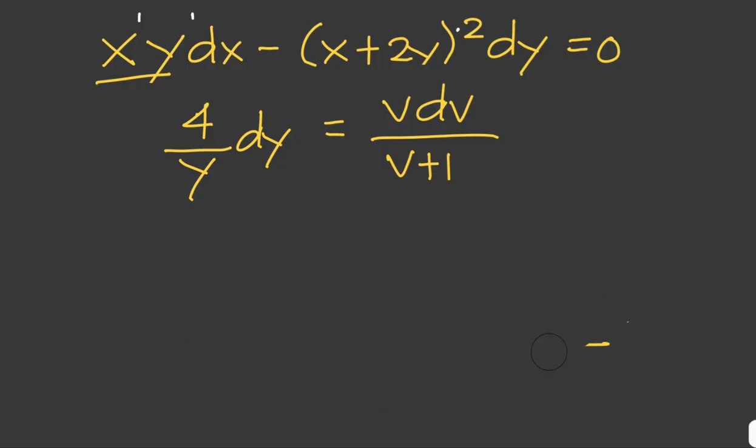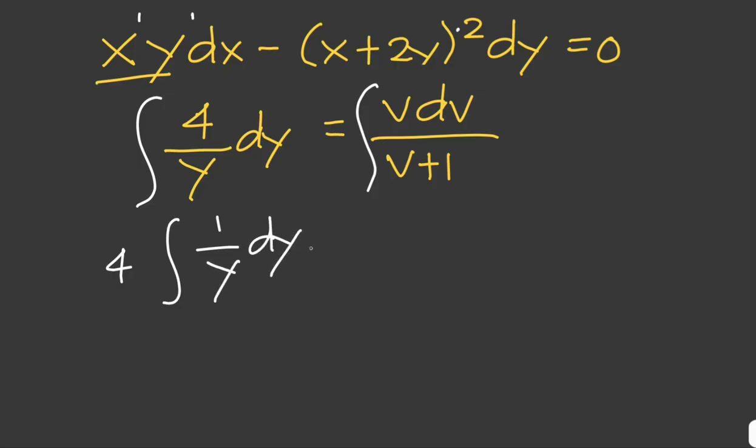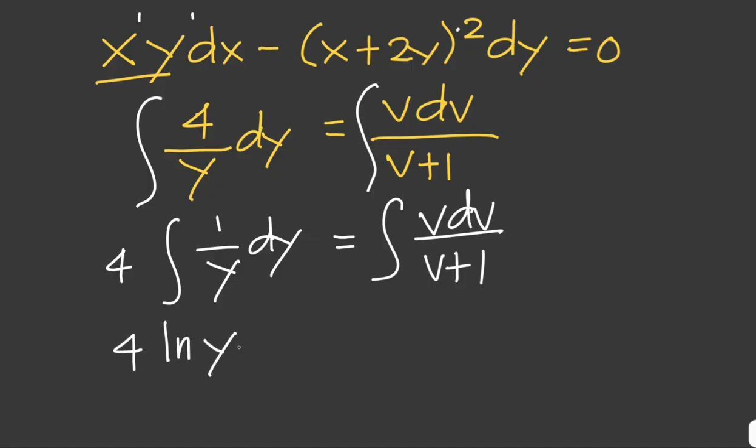Okay, and now we can integrate this. So we can integrate both sides. We factor out 4, then we have the integral of 1 over y dy, or dy over y, then the integral of v dv over v plus 1. So the integral of 1 over y is just equal to ln of y. So this is 4 ln of y equals the integral of v dv over v plus 1.